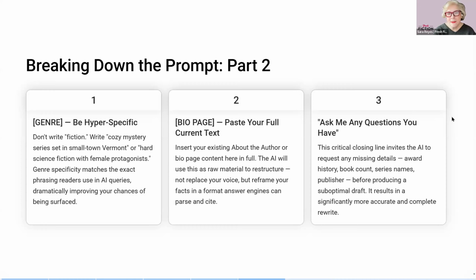Now, the last thing is ask me any questions you have. This is a critical closing line because it invites the AI that we're using to request any missing details. Like if your bio didn't have something about where you live or something like that, it's going to ask you that, and you can provide it before you actually finish the draft, right? And being able to put this in there and interacting with the AI will result in a significantly more accurate and complete rewrite.